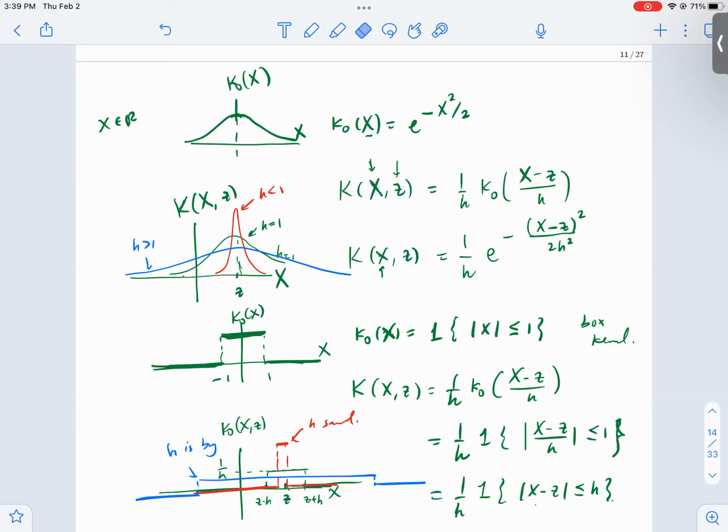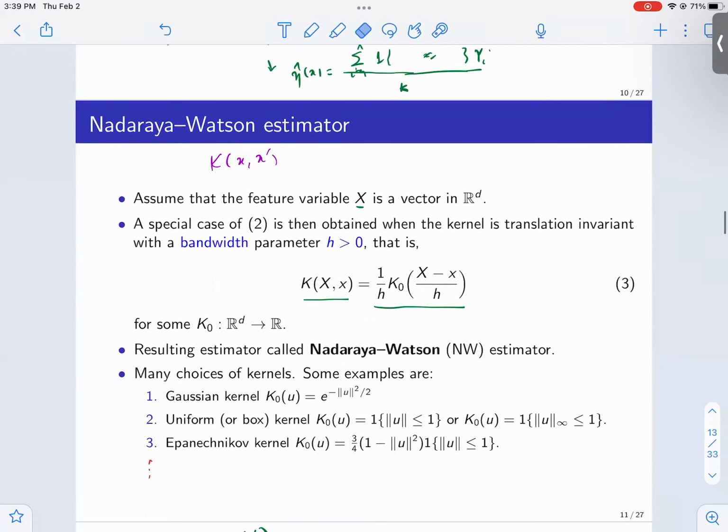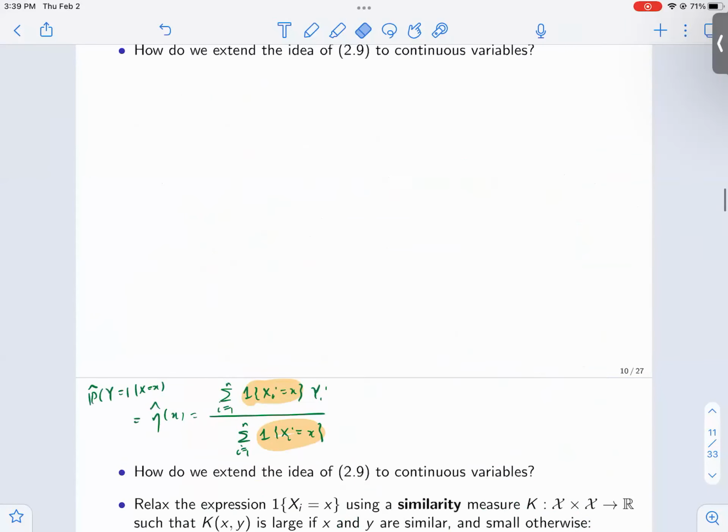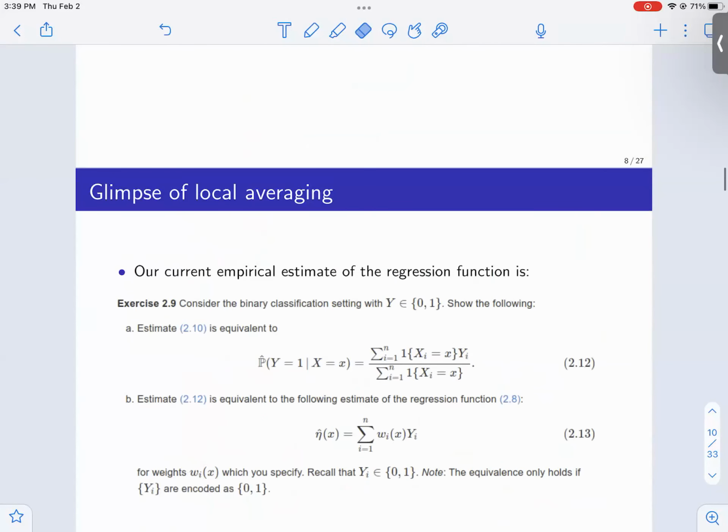And the reason why we did this was because we tried to extend the idea that we had here. This was a natural estimator. If you think about this indicator, it's a very natural way of measuring similarity. You say x is similar to xi only if they're exactly the same. We wanted to relax this assumption.